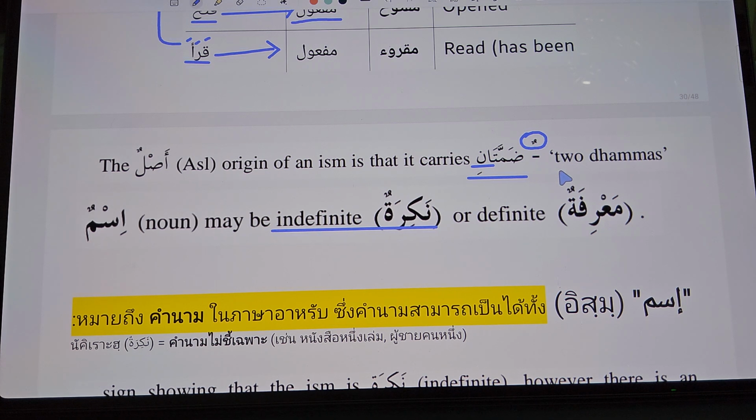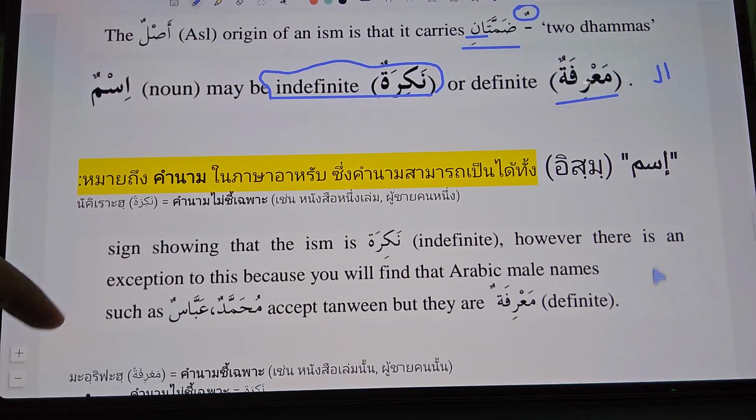So now here when there are two dhamma, it is like ismun nakira, which is an indefinite, not specific noun. For example, a book, kitabun. And ma'arifa is something which is specific, to which we add alif and lam. That's the summary.